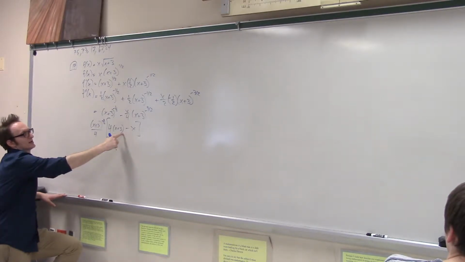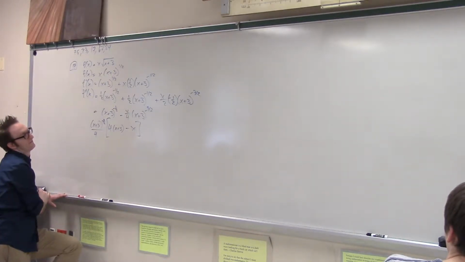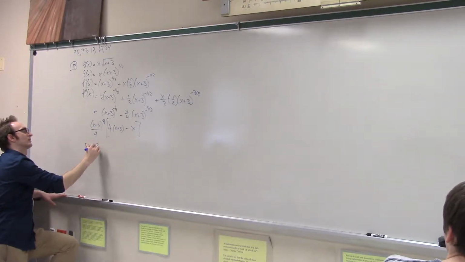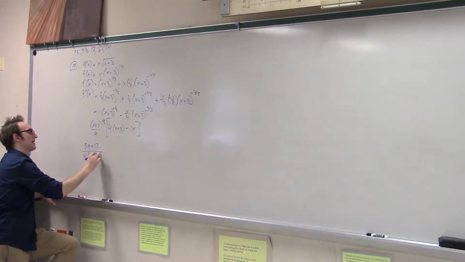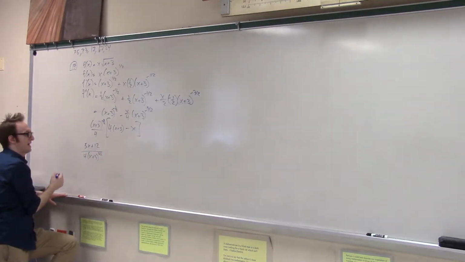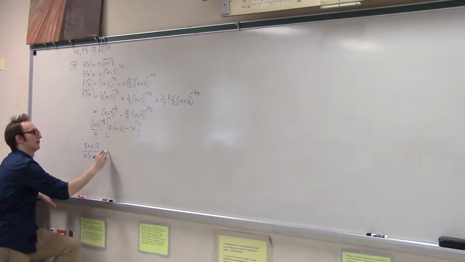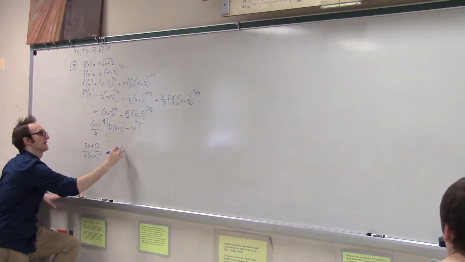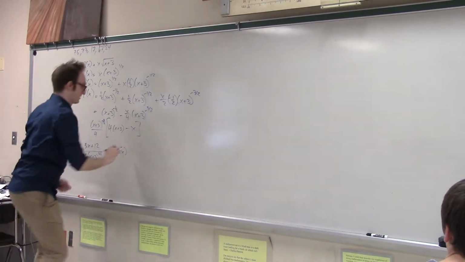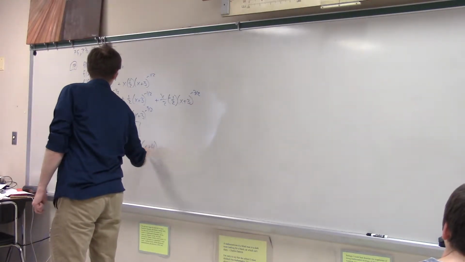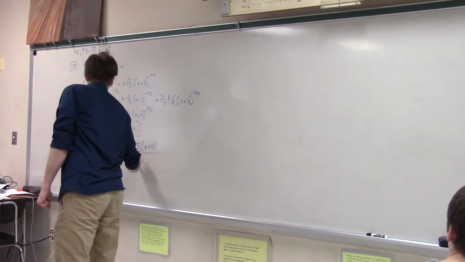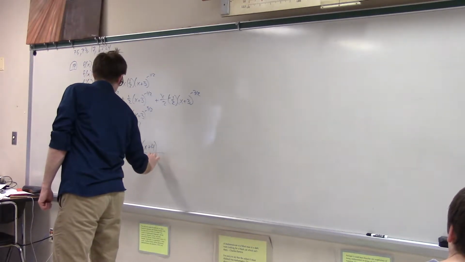Okay, because now what's the stuff inside here? It's just 3x plus 12. So we get 3x plus 12 over 4 (x plus 3) to the 3/2. And so my final expression for the second derivative is 3 times (x plus 4) over 4 (x plus 3) to the 3/2.